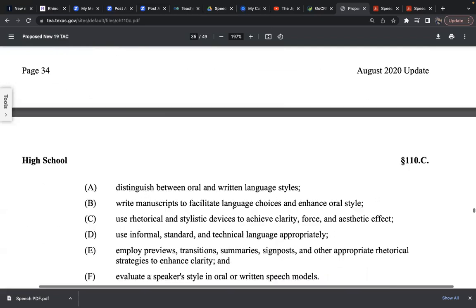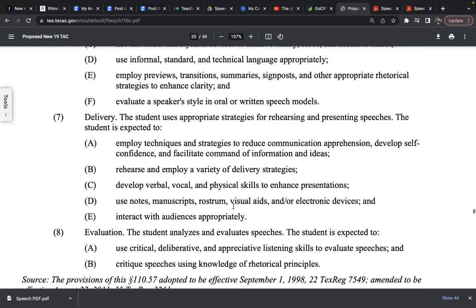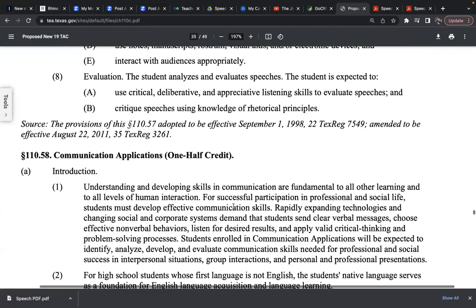So let me see if I can find something and we'll look at the debate. Let me see. I don't see anything that's super.